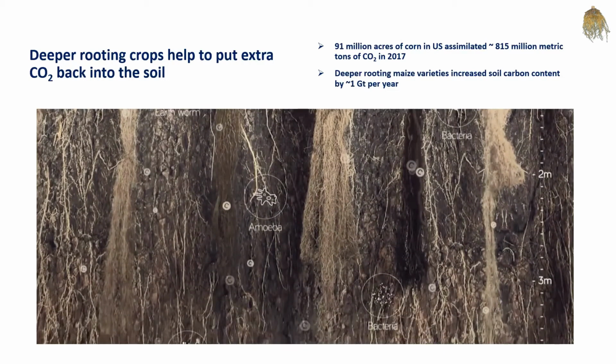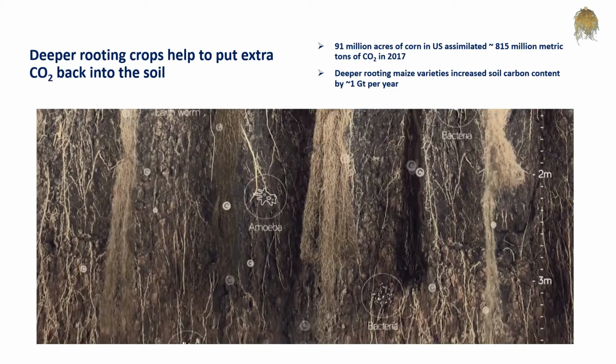If we use this massive cropland with lots of maize roots as a natural carbon sink, how much CO2 can be pulled back to the soil? A study shows that 91 million acres of maize reduced 815 million megatons of CO2. In that process, the deeper rooting maize varieties help to increase the soil carbon content by 1 gigatons.